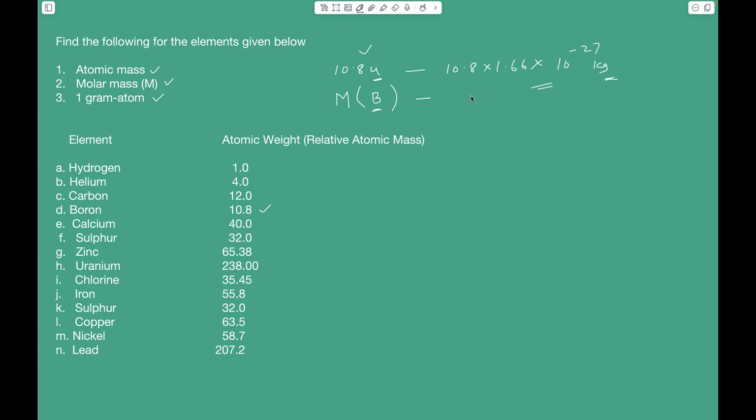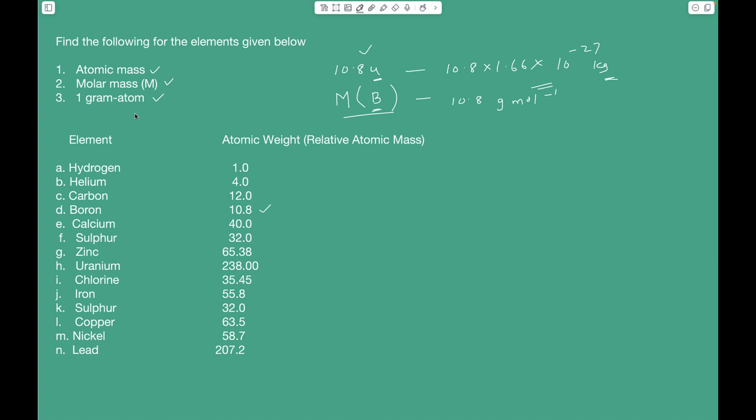And to get the molar mass of atoms, you have to express its atomic weight in grams per mole. Atomic weight of boron is 10.8, so it will be 10.8 grams per mole. That is the molar mass of boron. That is mass per 1 mole of boron. And 1 mole of boron contains an Avogadro's number of boron atoms.